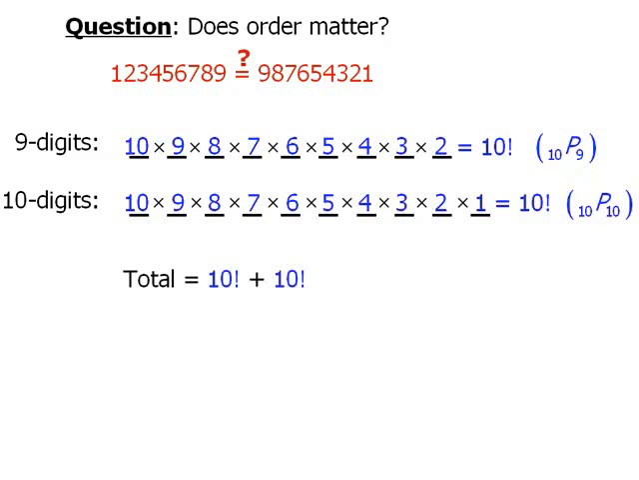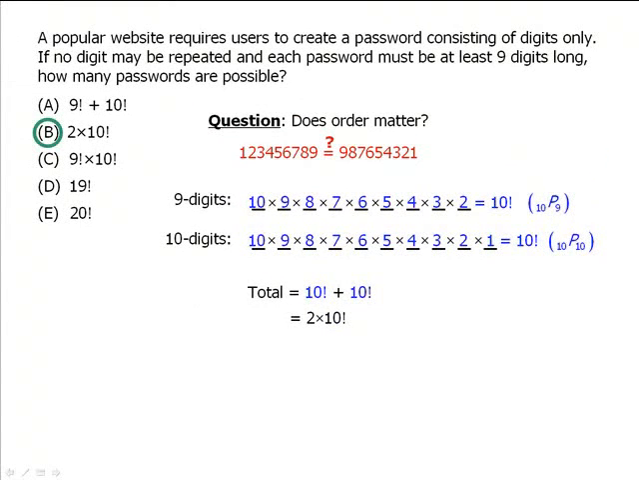So the total number of ways of selecting a 9-digit password or a 10-digit password will be equal to 10 factorial plus 10 factorial, which is equal to 2 times 10 factorial, which is the same as b.